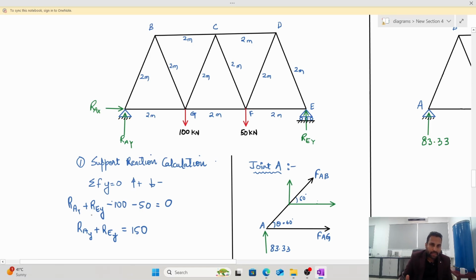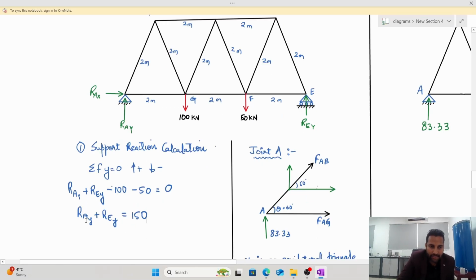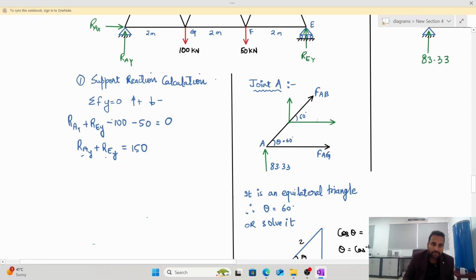Now, you need to take a moment. While taking the moment, always remember you should take a moment either at A or at E, because these are the two unknowns. So, you can eliminate one of these unknowns by taking a moment at either A or at E. So, I will take summation of moment at A equals to 0. See what all forces are there. There is a 100 kilonewton force which is at 2 meter. So, I will write 100 into 2 and it is generating a clockwise moment. Then I have 50 times 4, it is also a clockwise moment.